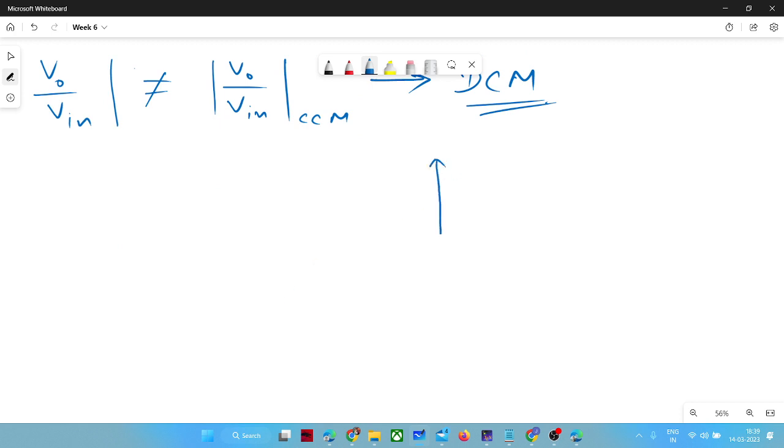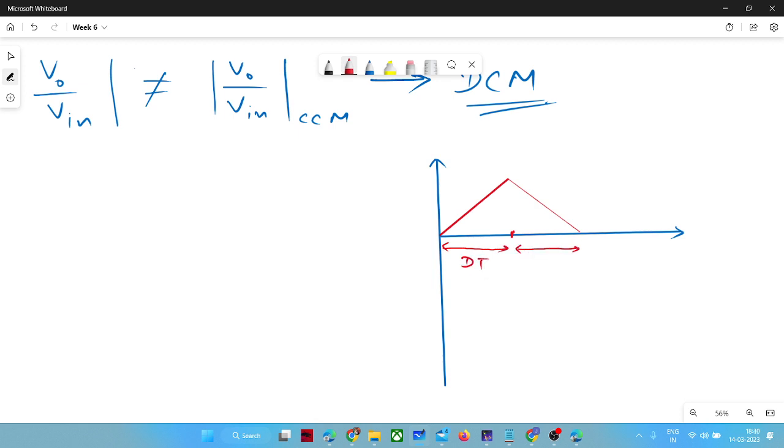And during DCM, I will just plot the IL inductor current waveform and the capacitor. It will start from zero and finish at zero. This period we know is D1 times T. Otherwise, for continuous conduction mode, we would have called it 1 minus D into T. So this period you have 1 minus D.